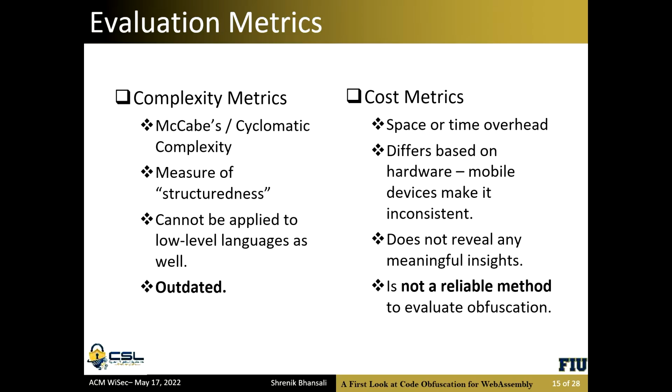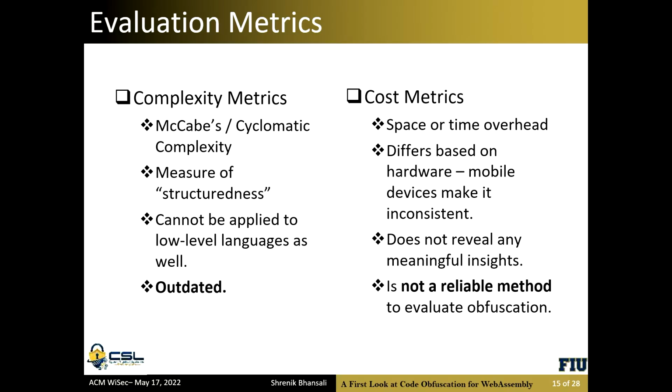These are 2 common ones. The first is complexity metrics, like McCabe cyclomatic complexity number or things like that. These were originally measures of program structuredness and used variables like amount of lines of code and amount of variables used and things like that. We don't think that's a very reliable metric.